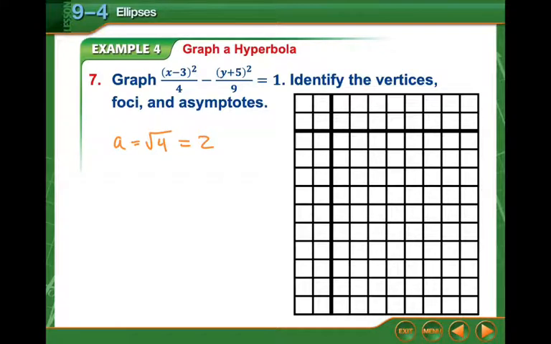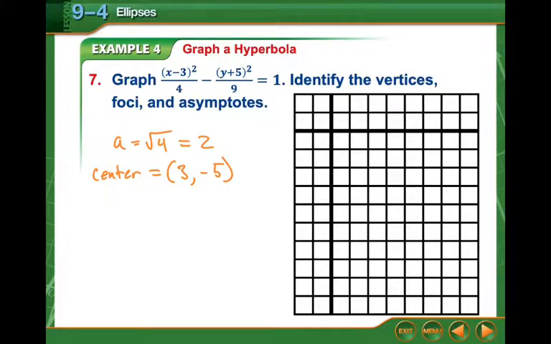The center, now it doesn't say to find the center, but you want to know where that is so that you can figure out where the graph is going from there. So the center is going to be at, this one's x first, so that means its direction is horizontal. So it's at 3, negative 5.